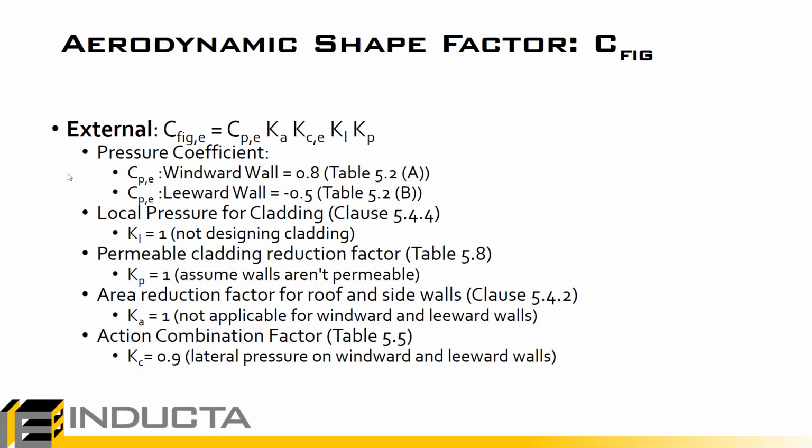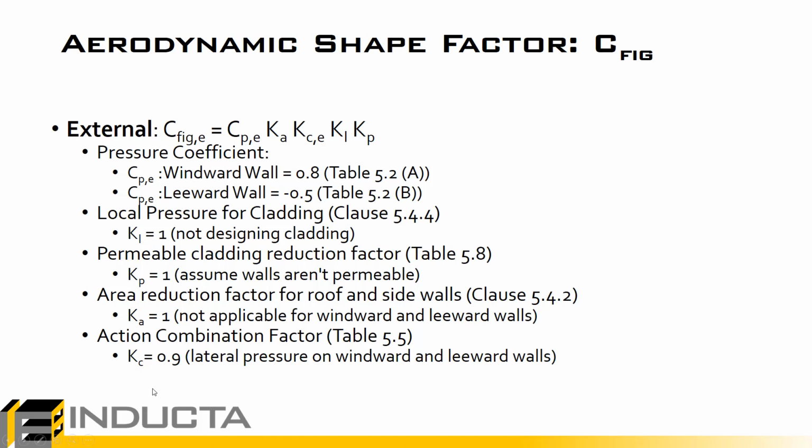So with that in mind, we calculate our aerodynamic shape factor, C fig, in the along wind direction. So these will then be used to calculate our forces due to drag. So here we see the equation. We have our pressure coefficients as calculated to the relevant tables for our windward and leeward walls. The local pressure factor for cladding is 1 because we're not designing cladding. Permeability reduction factor is 1 because walls aren't permeable. Area reduction factor also 1 because this is only for roofs and sidewalls. It's not applicable to windward and leeward walls.